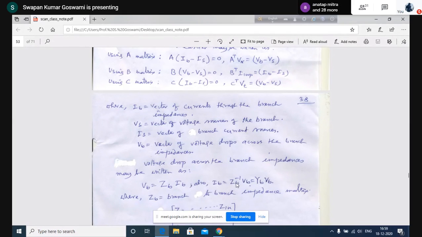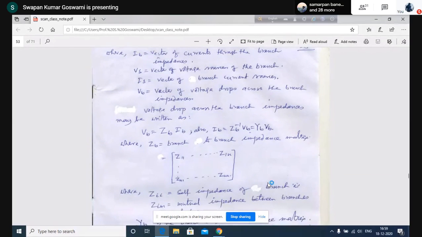What is the inverse of the impedance matrix? Obviously, this will be the admittance matrix. So this is the branch admittance matrix. Taking the inverse of the branch impedance matrix, we obtain the branch admittance matrix into VB. Now you see the composition of the branch impedance matrix or the branch admittance matrix.